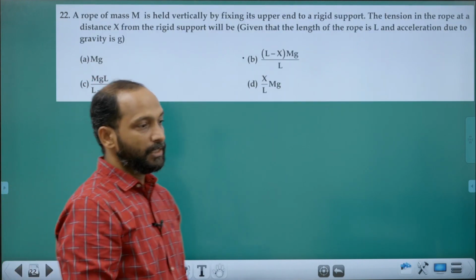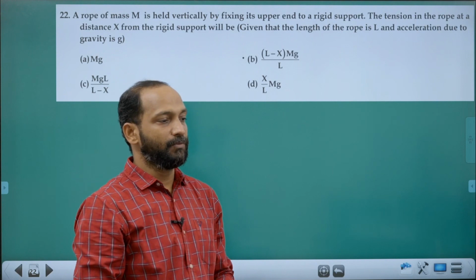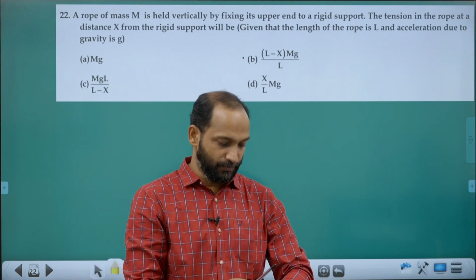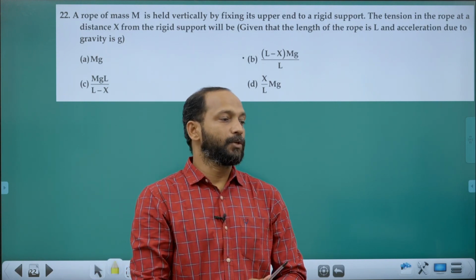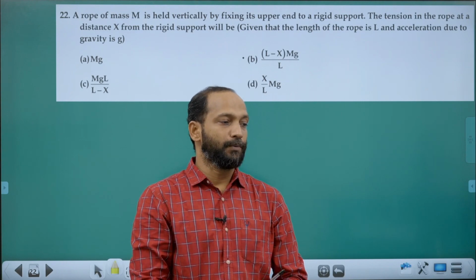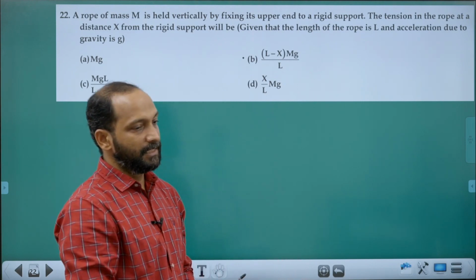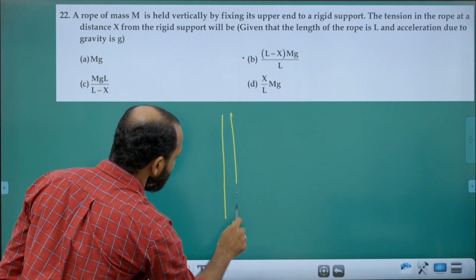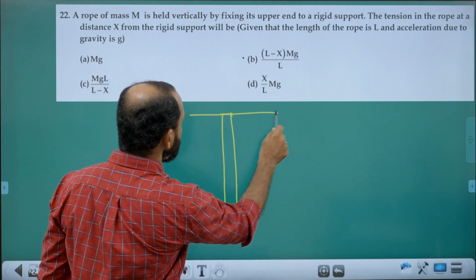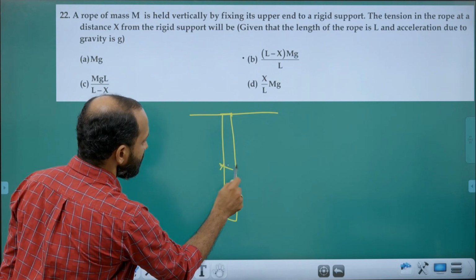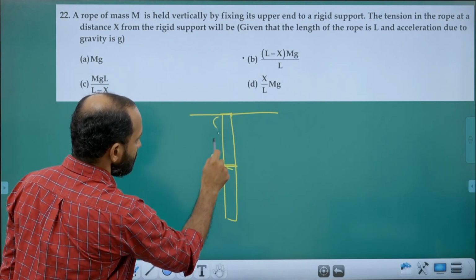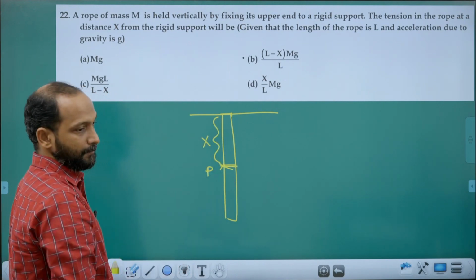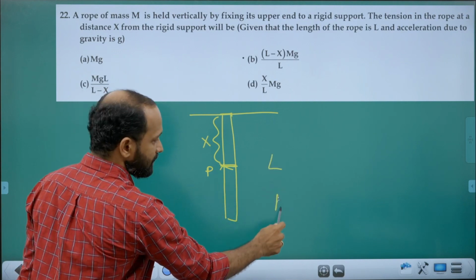Now 22. A rope of mass m is held vertically by fixing the upper end to a rigid support. What will be the tension in the rope at a distance x from the rigid support? We have to carefully read from where to where. This is the rigid support. This is the point P. And this distance is given as x. Total length is L. Total mass is m.